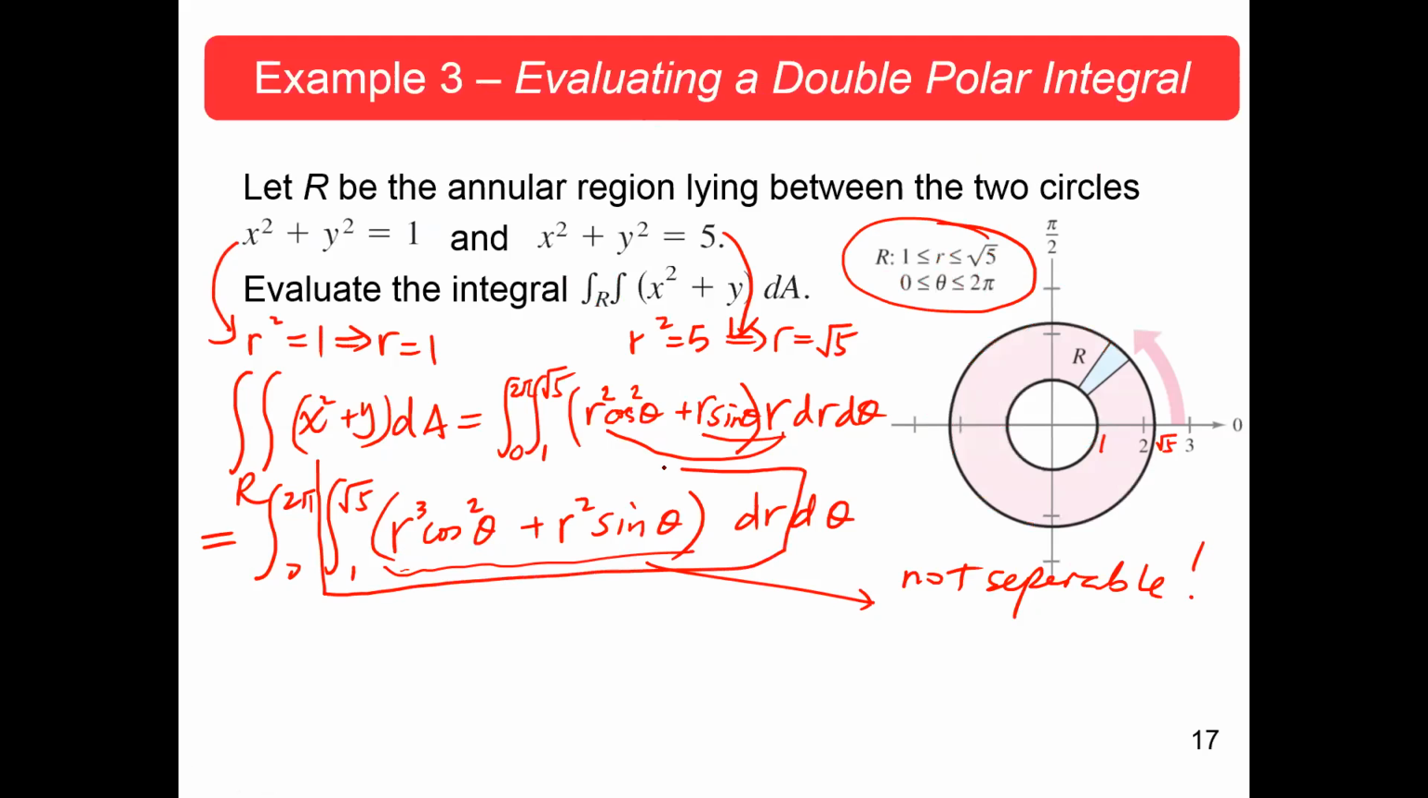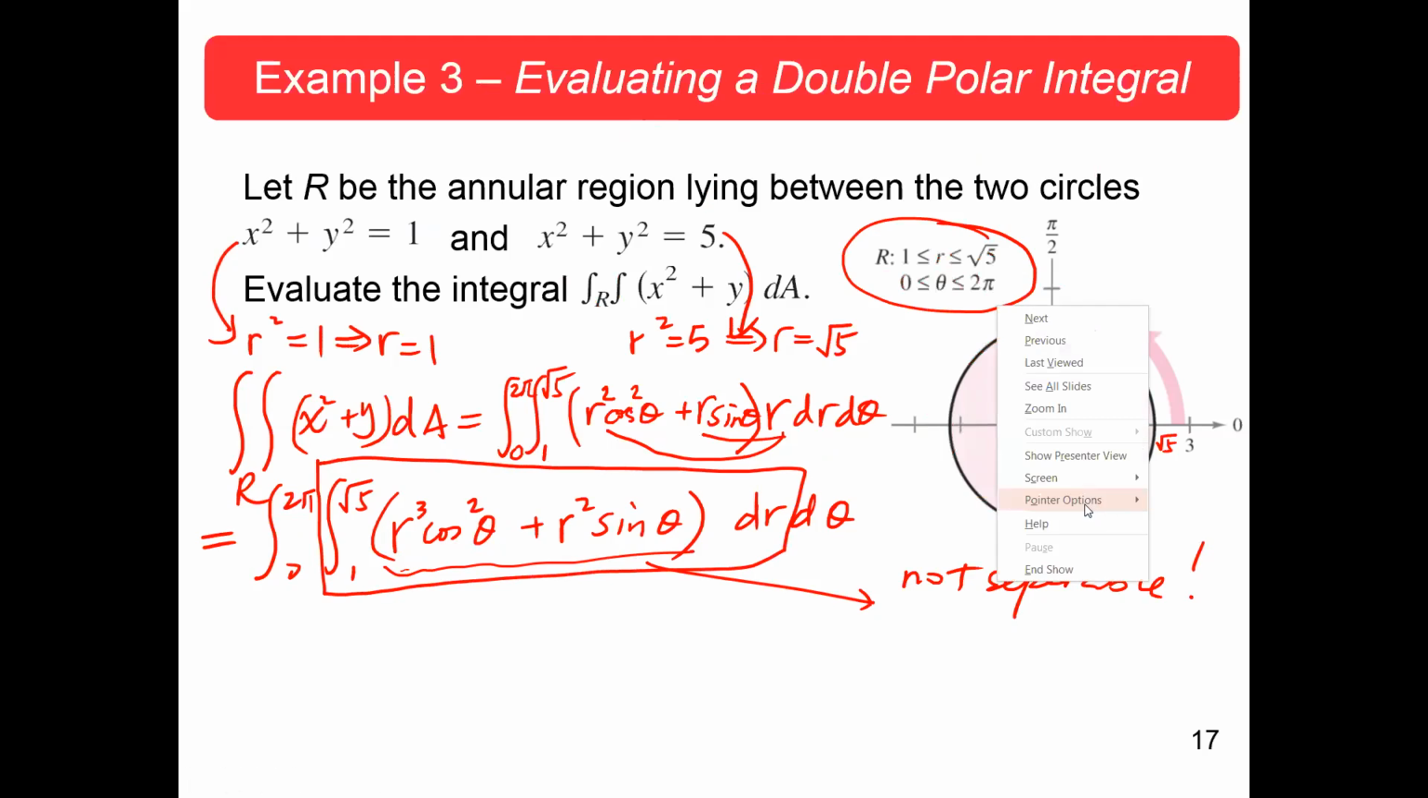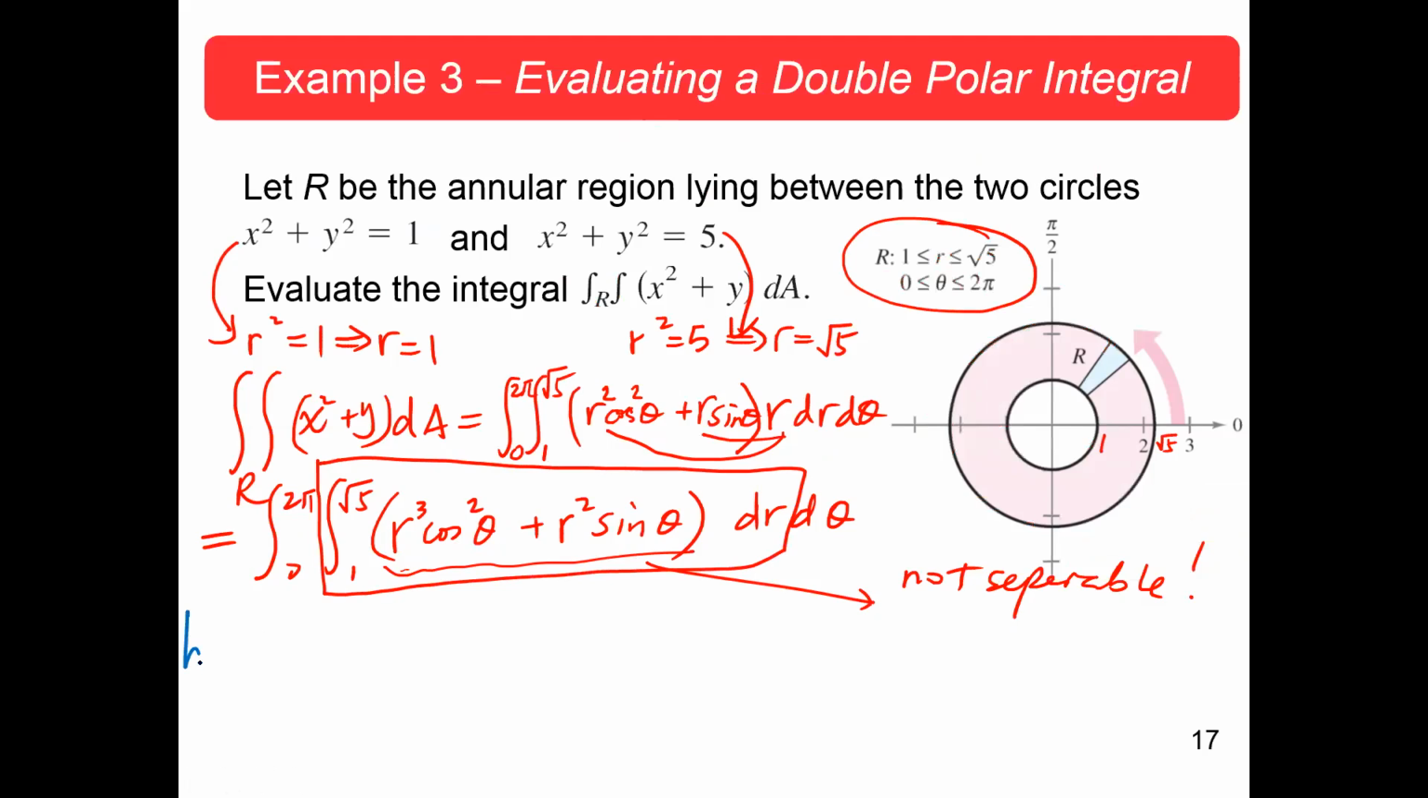So you've got to do the inner integral first and then the outer integral. Okay, just follow those two steps. Let's go ahead and work on those two steps. Okay, so here, the inner integral would be the integral from 1 to root of 5 of r cubed cosine theta squared plus r squared sine theta dr.